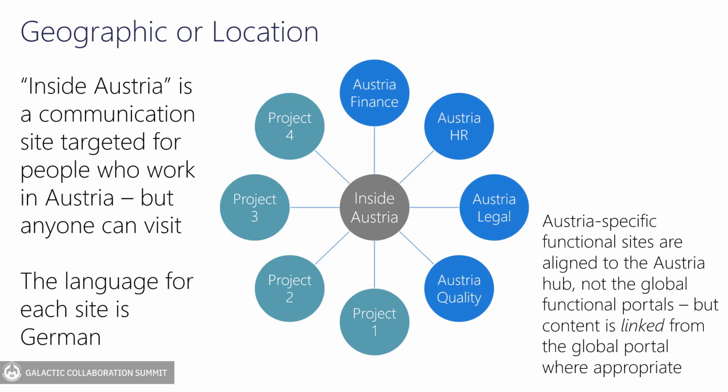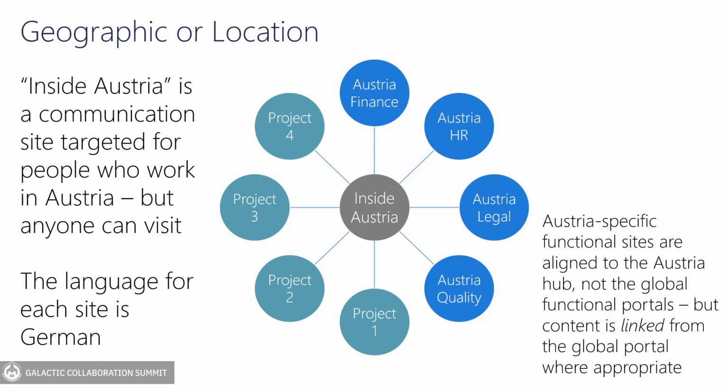Another model is a geographic or location-based model. So imagine a global organization that has a bunch of different operations in different countries. In the case of Austria, there is Austria Finance, Austria HR, Austria Legal, and Austria Quality.